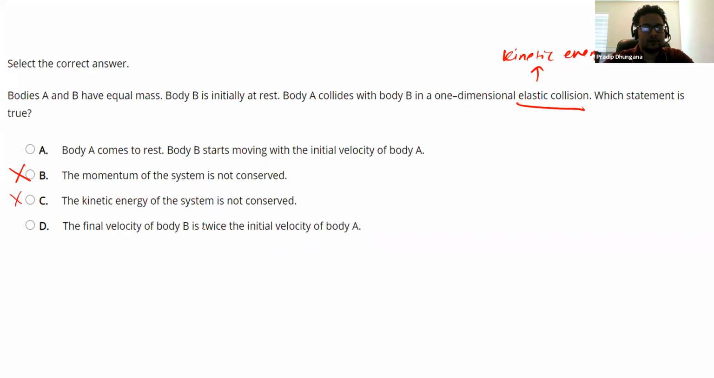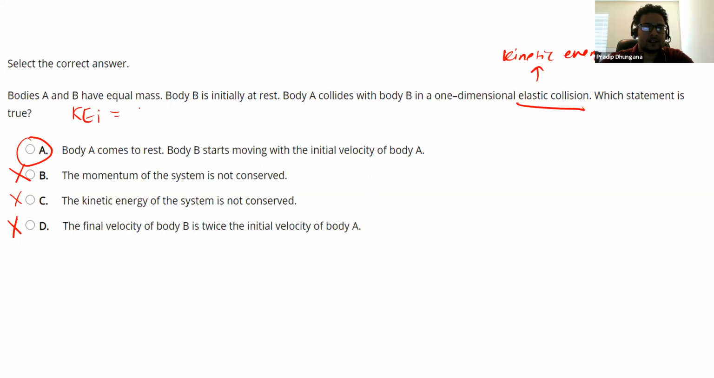Final velocity of body B is twice the initial velocity of body A. It does not make any sense. You can see here B is at rest and they both have the same mass. If object A moves with a certain velocity, it cannot transfer a velocity greater than its own velocity to body B. This one is also wrong. And body A comes to rest, body B starts moving with the initial velocity of body A. It makes sense because you know that kinetic energy needs to be conserved.